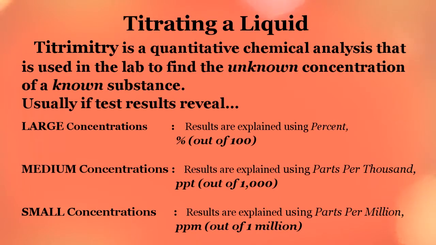Titrating a liquid. Titrimetry is a quantitative chemical analysis that is used in the lab to find the unknown concentration of a known substance. Usually, if test results reveal large concentrations, results are explained using percent. Medium concentrations, results are explained using parts per thousand. And small concentrations, results are explained using parts per million.